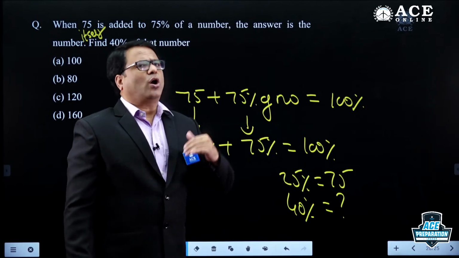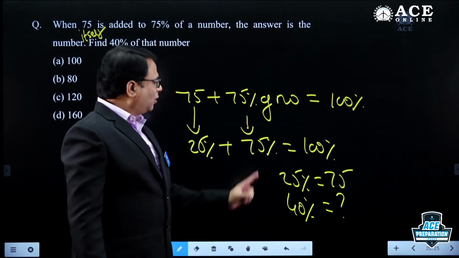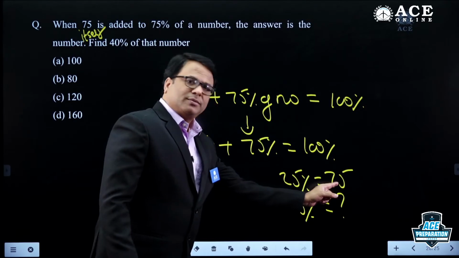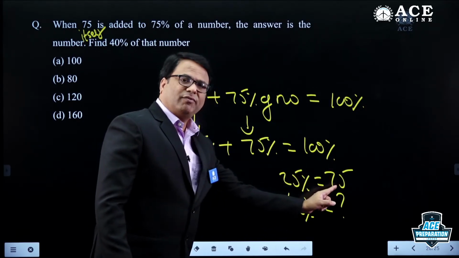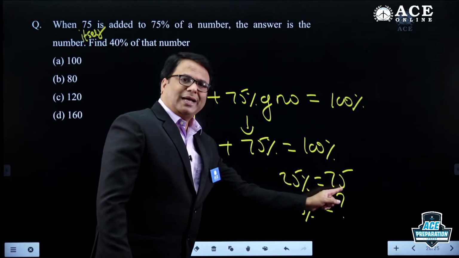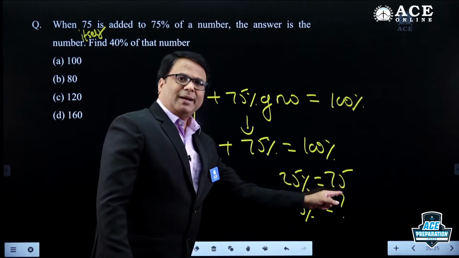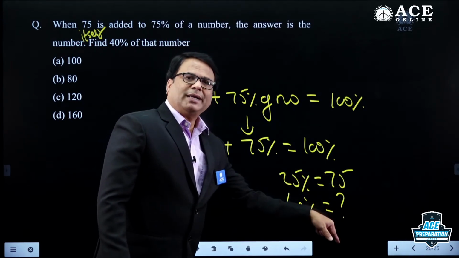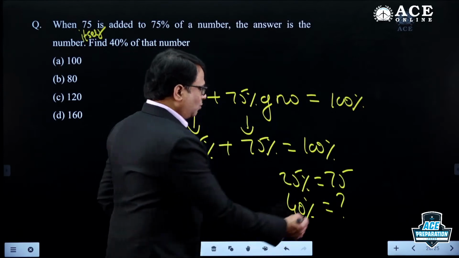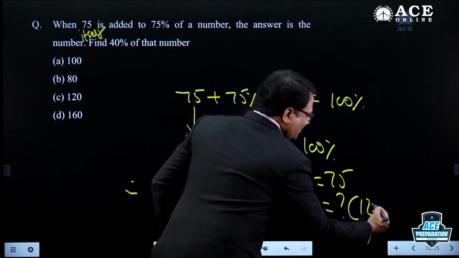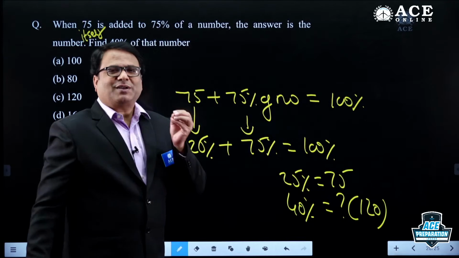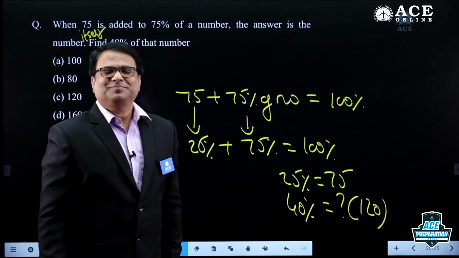Now, you can do horizontal comparison. 25 is becoming 75. So, this is becoming 3 times. So, when this becomes 3 times, 40 will also become 3 times. And 3 times of 40 is how much? 120. Then I can say 40% of the number is 120.